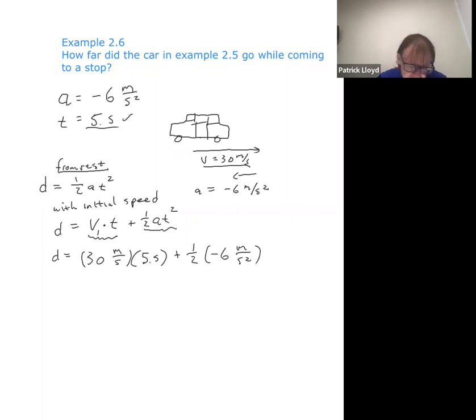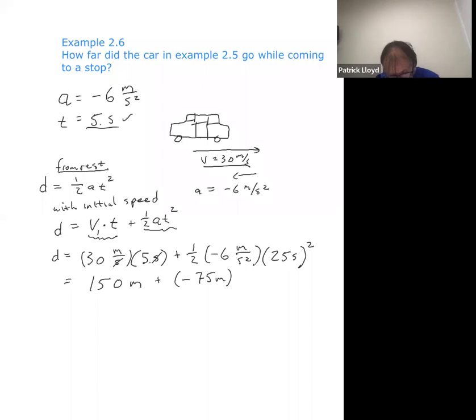And then we add that to the second term, 1/2 times -6 meters per second squared. Remember, the acceleration is in the opposite direction of the motion, so it's -6. And then we multiply that again by the time squared. When you do that, the seconds divided by seconds cancels, and you just have meters here. So you have 150 meters, and then you have a -75 meters.